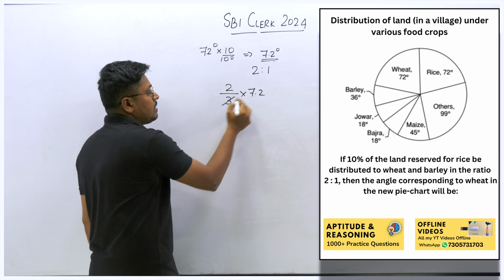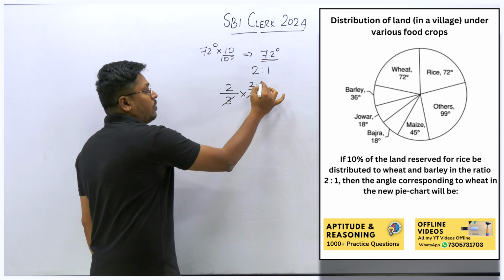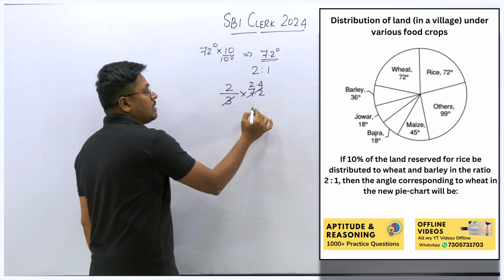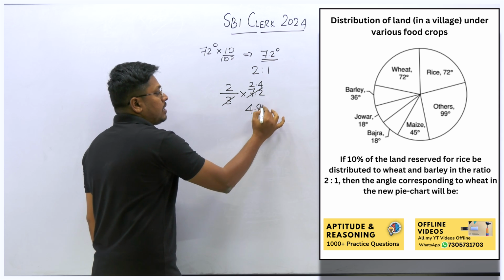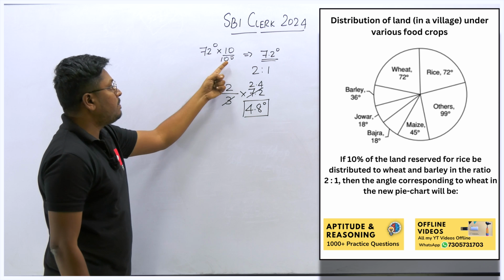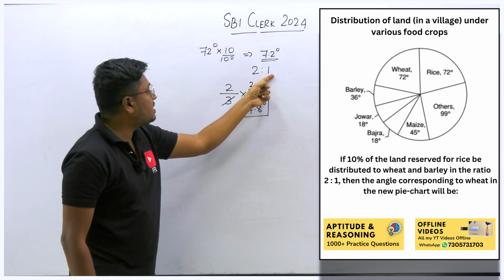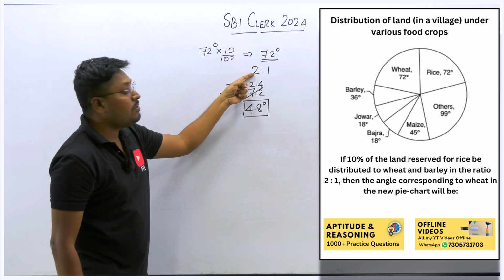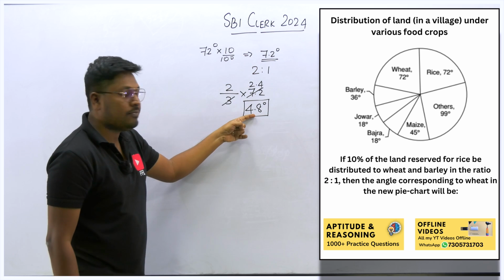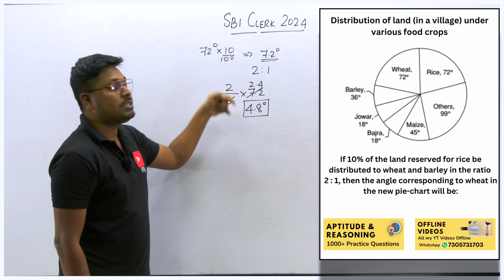So we can cancel it. 3 2s are 6. Remaining will be 1. That is 12. 4 3s are 12. So 4 2s are 8. So 4.8 degree. So which means this initially rice 10%, which is 7.2 degree, is distributed to wheat as well as barley. So this 7.2, when you find the ratio, this 2 part will be 4.8. So this 4.8 degree of land is now distributed to wheat.